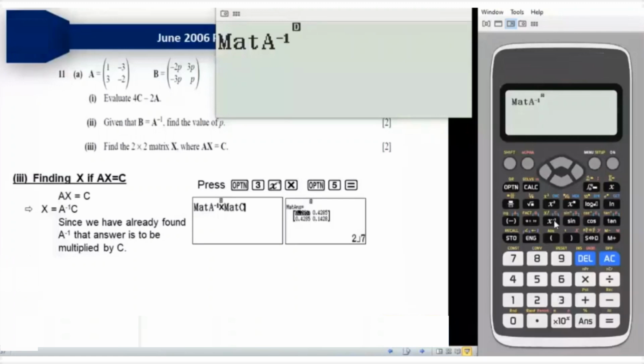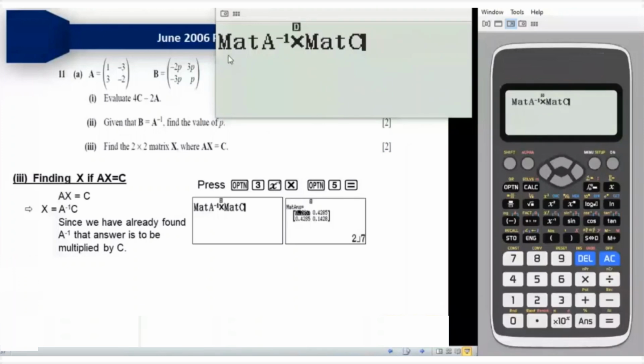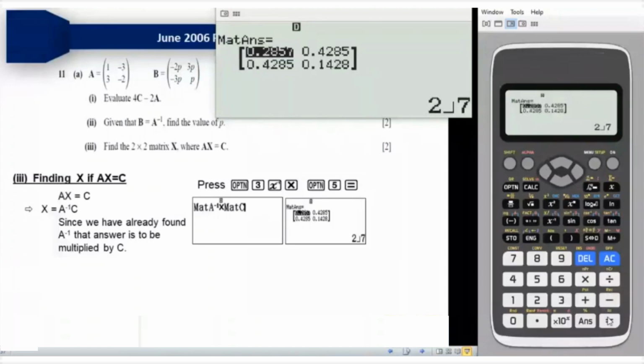You multiply it with matrix C. That is, option 5 is matrix C. So on your calculator screen, you can see you have written matrix A inverse multiplied by matrix C, which is equal to 2 upon 7, 3 upon 7, 3 upon 7, and 1 upon 7. I hope this is clear to all of you now.